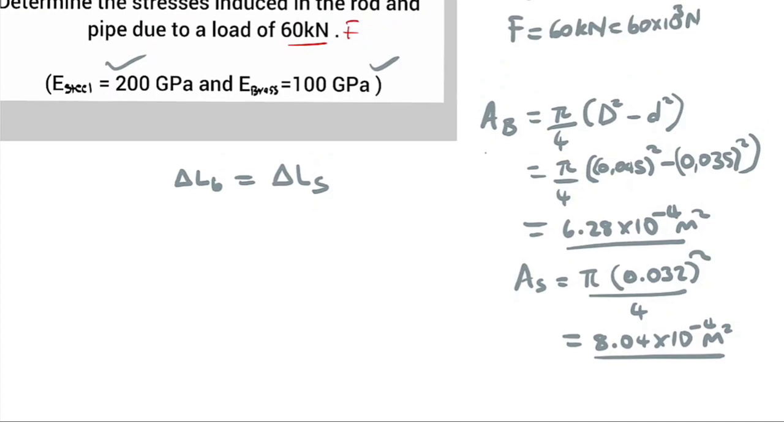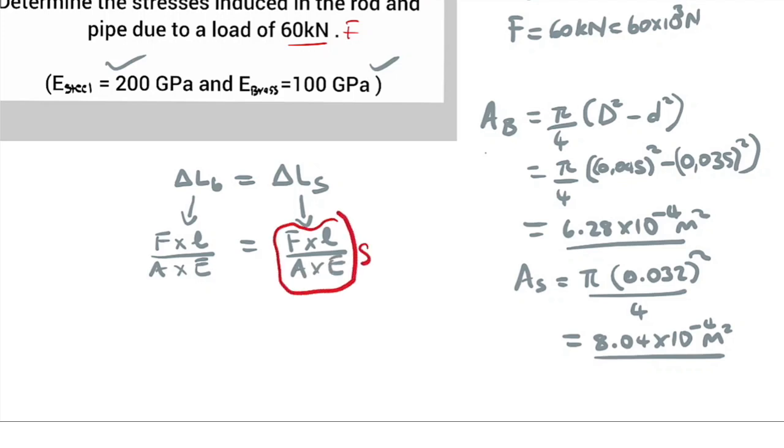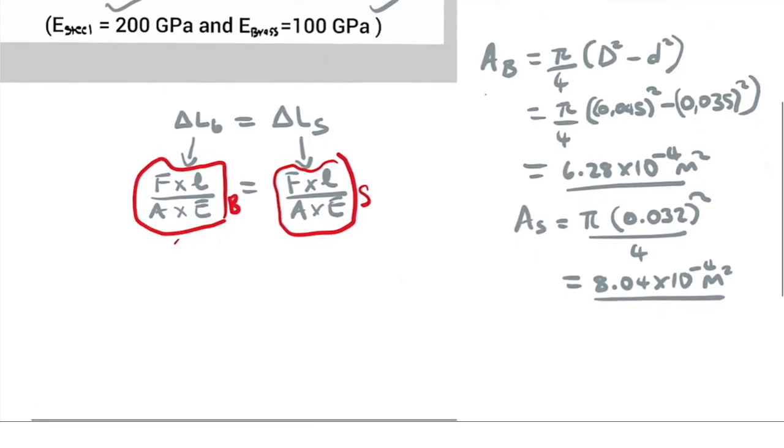Because now we have the areas, this is force times the length divided by area times Young modulus. This part here is also force times the length divided by area times Young modulus. This part is for the steel and this part is for the brass. It is like this. Then let's proceed.